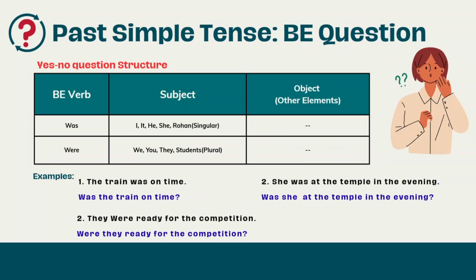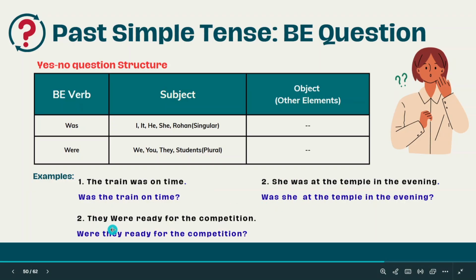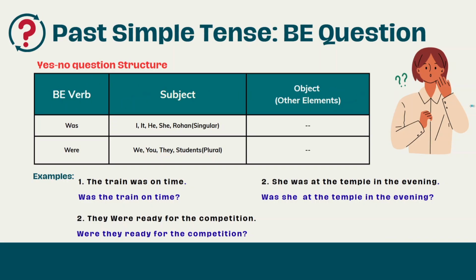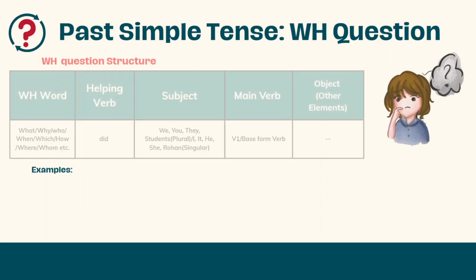Also with the be verb form, how to make the question? Very simple. You just bring the be verb to the front and then the subject. Suppose something like the train was on time. You can ask, was the train on time? She was at the temple in the evening. Was she at the temple in the evening? They were ready for the competition. Were they ready for the competition? Right? These are the questions that you can make applying the be verb.